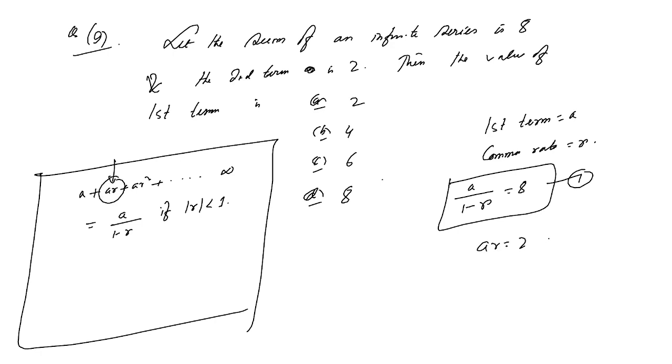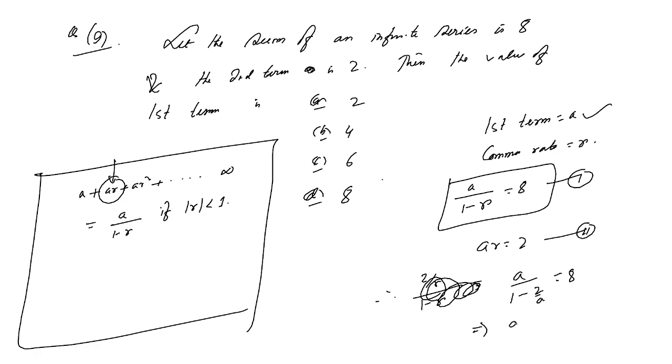So ar equals 2. This is equation number 2. We need to calculate the first term, that means a. So just put the value of a from equation 2 in equation 1, to calculate the value of r. So it will be (2 by r) by (1 minus r) equals 8.